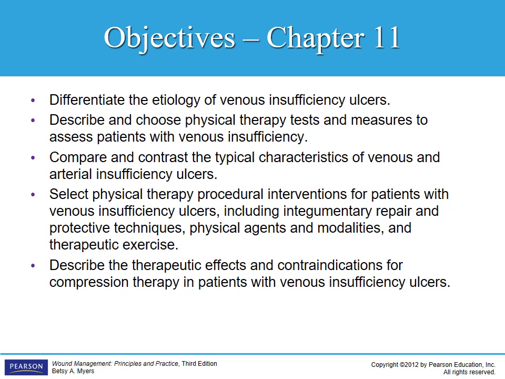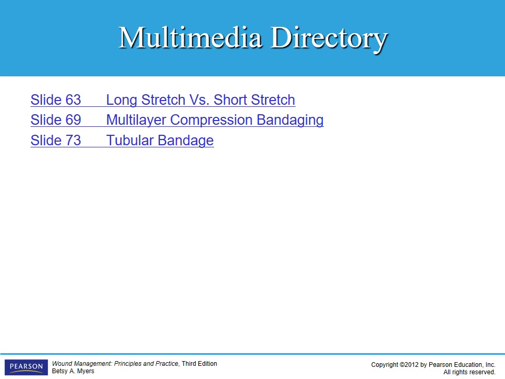So we're going to select physical therapy procedural interventions for patients with venous insufficiency ulcers, including integumentary repair and protective techniques, physical agents and modalities, and therapeutic exercise. And then we're going to describe the therapeutic effects and contraindications for compression therapy in patients with venous insufficiency ulcers. There are 3 different films that go with this, so I will attach these so that you guys can see them.